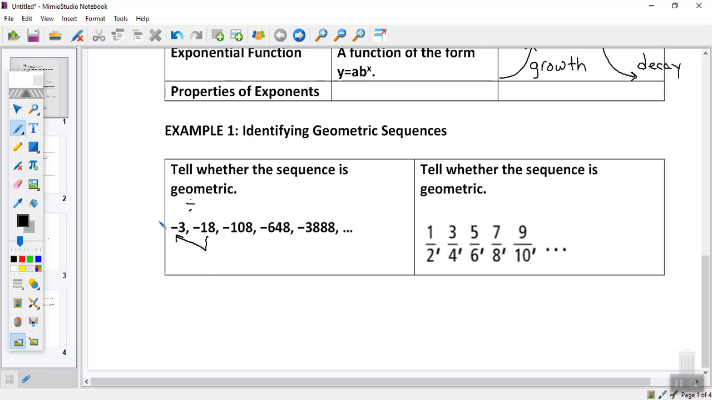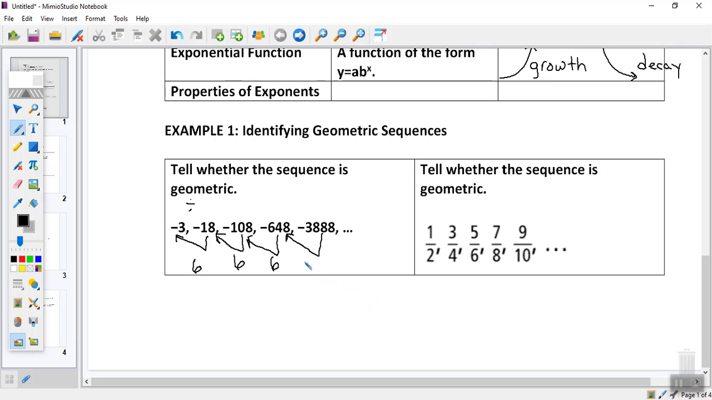What's negative 18 divided by negative 3? 6. Okay, next one. Negative 108 divided by negative 18. 6. Okay. What's negative 648 divided by negative 108? 6. Somebody do negative 3888 divided by negative 648. 6. Okay, so what's true about the ratios that we get each time?